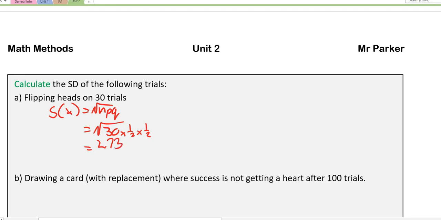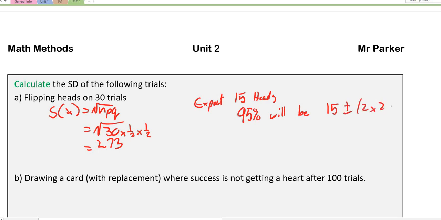So what that means, guys, is what would be the mean number of heads when you're flipping coins? How many heads would you expect to get in 30 trials? Yeah, so expect 15. 95% will be 15 plus or minus 2 times 2.73.